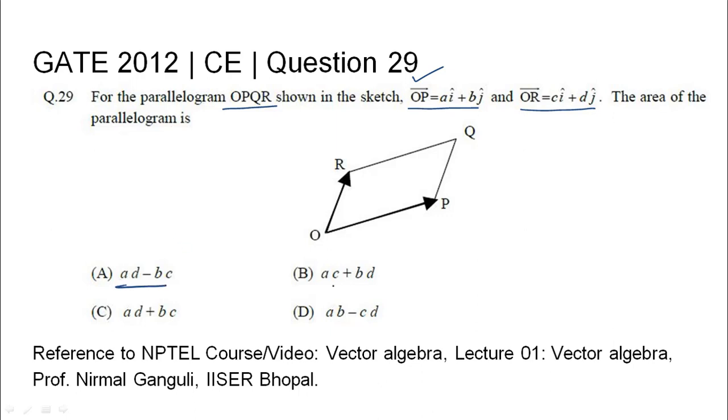AD minus BC, B. AC plus BD, C. AD plus BC, and D. AB minus CD.